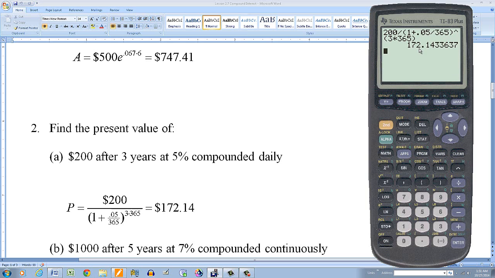What this is telling you is that if you take $172.14 and invest it for 3 years at 5% compounded daily, then at the end of the 3 years you'll have in your account $200. So it's the 172.14 you put in, plus the interest generated over that 3-year period, and that's going to give you $200. Let's clear this.